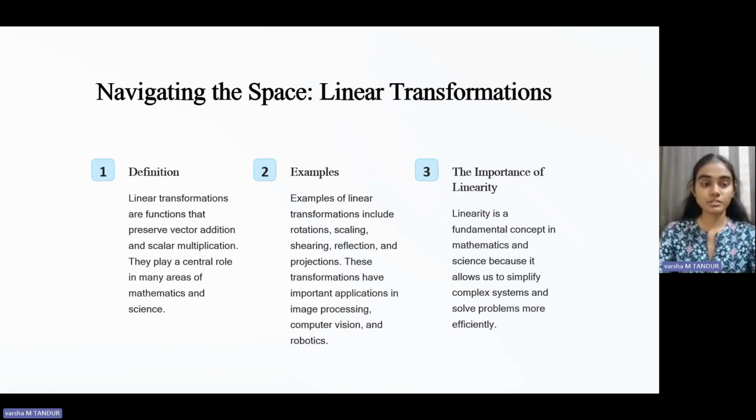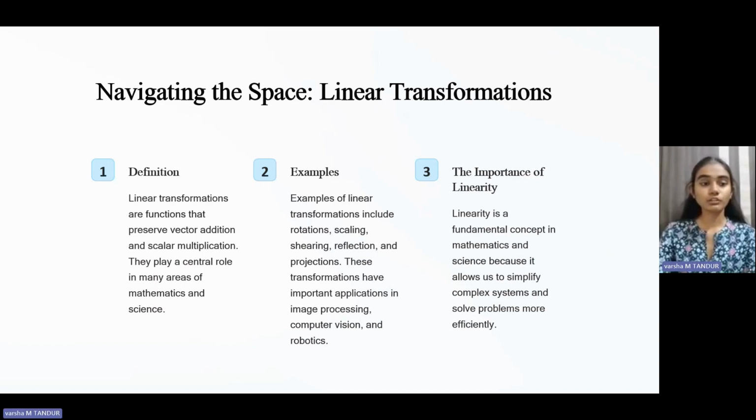Linear transformations. Linear transformations are functions that preserve vector addition and scalar multiplication. They play a central role in many areas of mathematics and science. For the examples, they include rotations, scaling, shearing, reflection, and projections. These transformations have important applications in image processing, computer vision, and robotics.